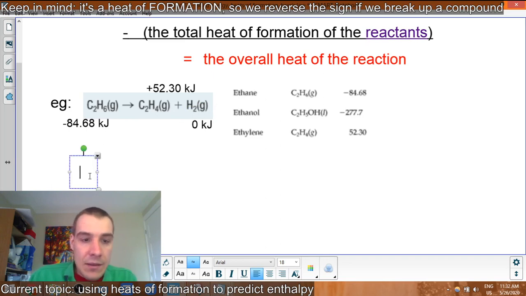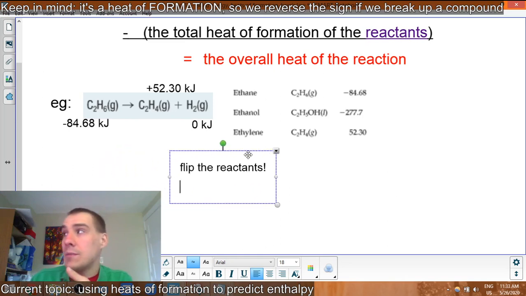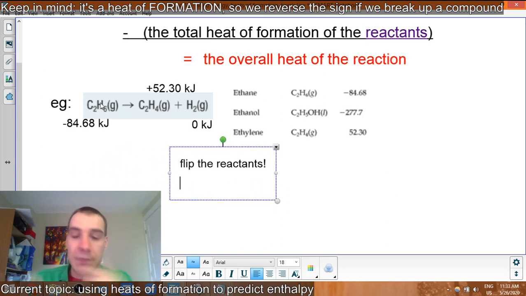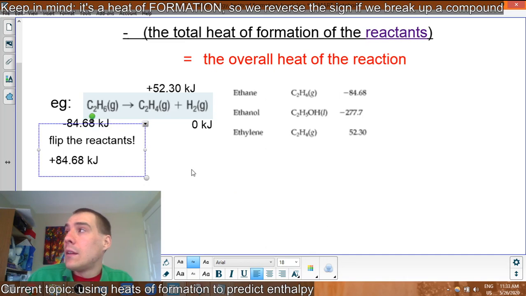Okay, so then we flip the reactants, right? So that C2H6 being at the start, it's a heat of formation, but because we're not forming it, we're breaking it up, we're going to have to flip it. It's plus 84.68 kilojoules. And then the products stay the same. There's only one of them too.